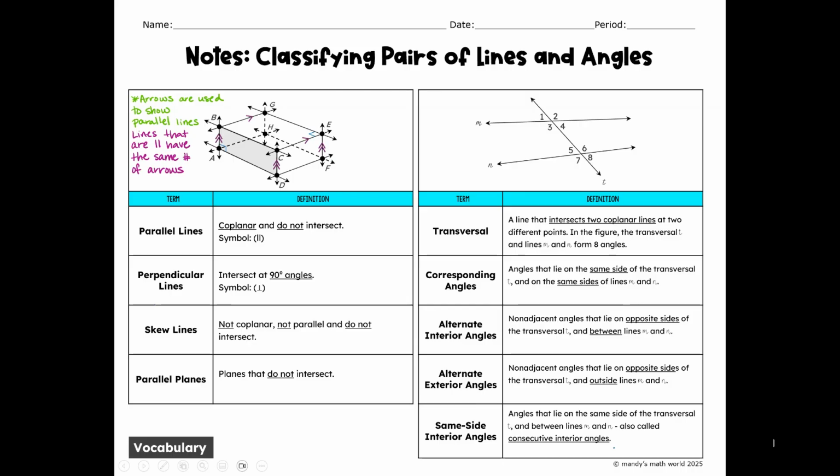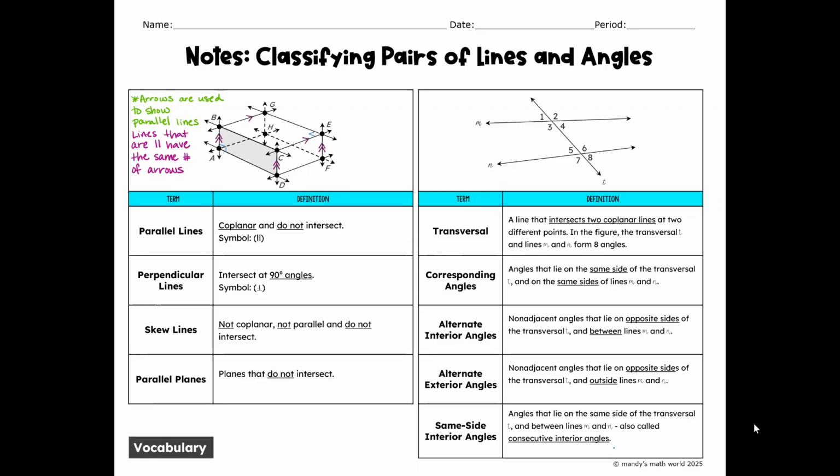And if at any point in the video you need to pause the video and write what I've written down, go ahead and do that. I'm going to go through this very quickly so it's not like a super long video. So first, we're going to define and identify parallel lines.